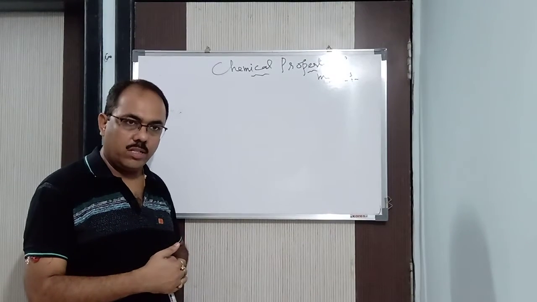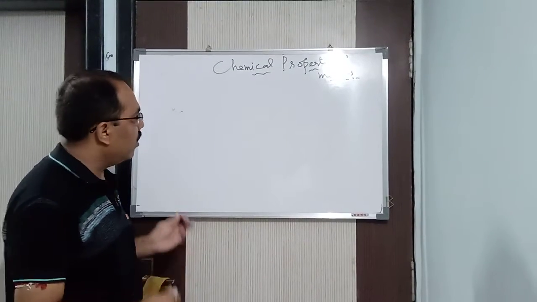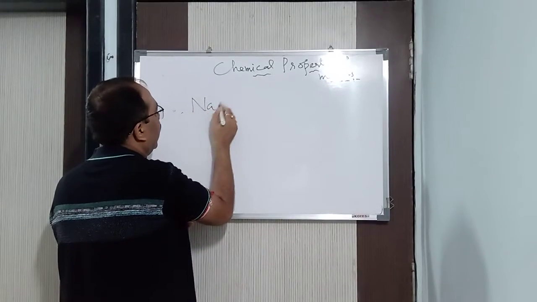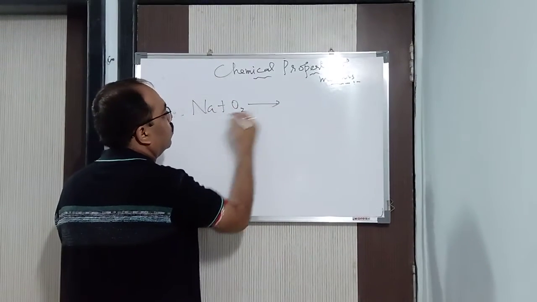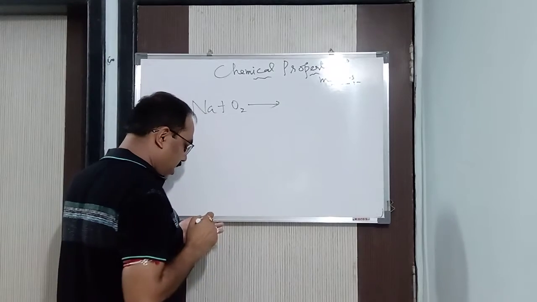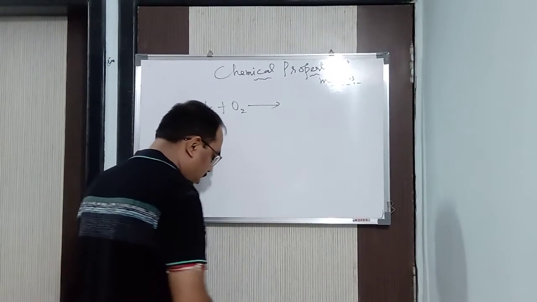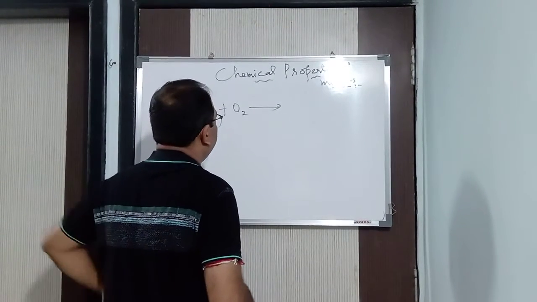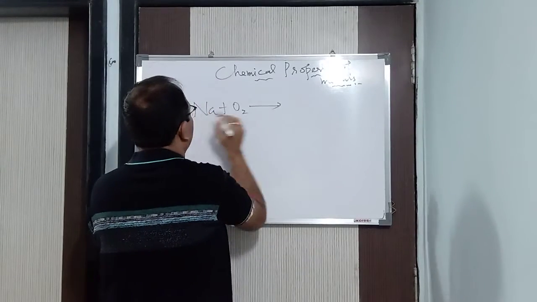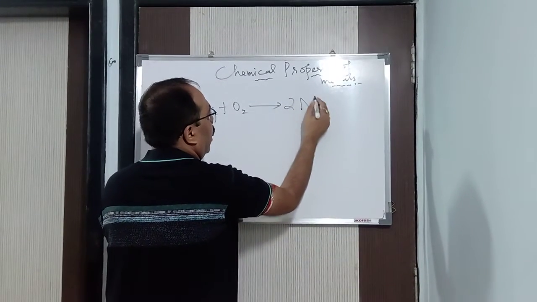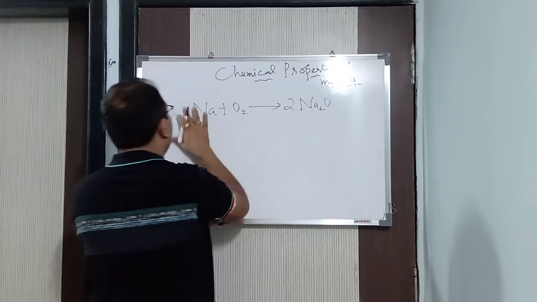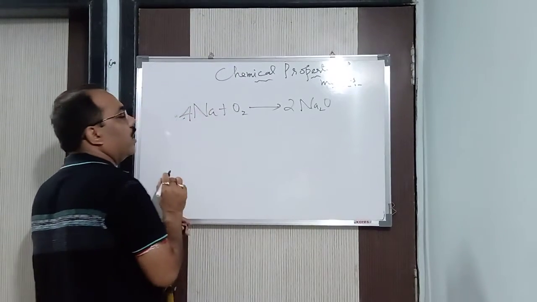Sodium gives a yellow light. Why does it give a yellow light? Because sodium reacts with oxygen in air to form sodium oxide. 2Na plus O2 gives Na2O. So it will be 4Na instead of 2Na, I will write it to balance it.